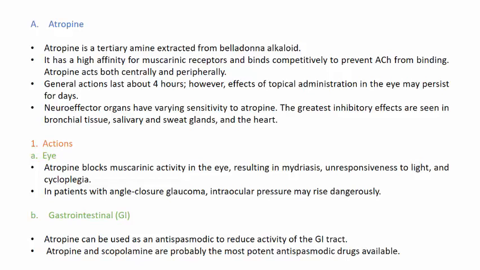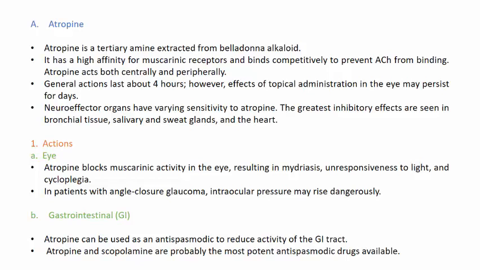أتروبين acts both centrally and peripherally and general action lasts about 4 hours. However, effect of topical administration in the eye may persist for days. يعني انه يكون إلى both action اللي هو central and peripheral effects، ومن ناحية general action إنه last for 4 hours، لكن إذا أعطينا as topical administration in the eye may persist for days. The greatest inhibitory effect are seen in the bronchial tissue. يعني هو قلنا neuroeffector organs have varying sensitivity to atropine, where the greatest inhibitory effect are seen in the bronchial tissue, salivary and sweat glands, and the heart.